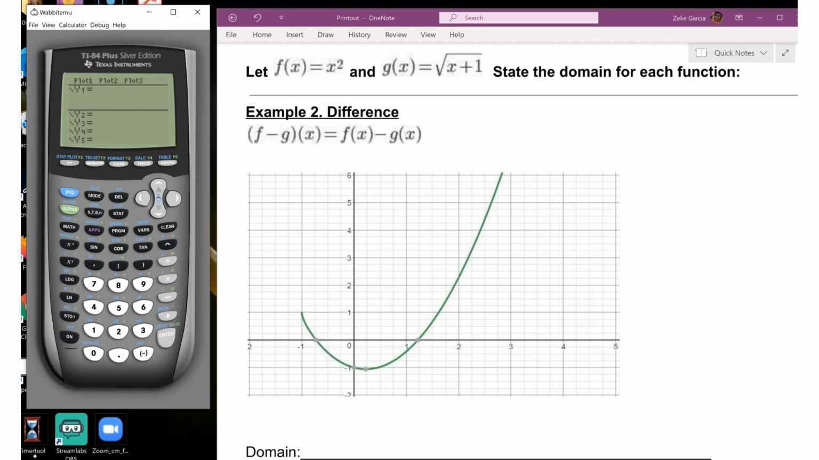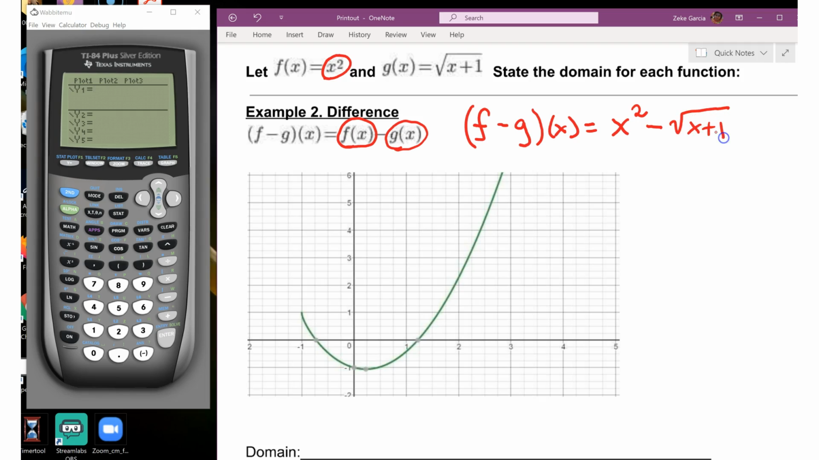So now for example 2, we have f minus g. So I'm going to write that down, f minus g, and that's correct, we are subtracting, of x. And we know that f of x is x squared. So what you're going to do is you're going to write x squared. Minus, now you will subtract function g, which is the square root of x plus 1. So I'm going to go ahead and show you next how to write that into the calculator.